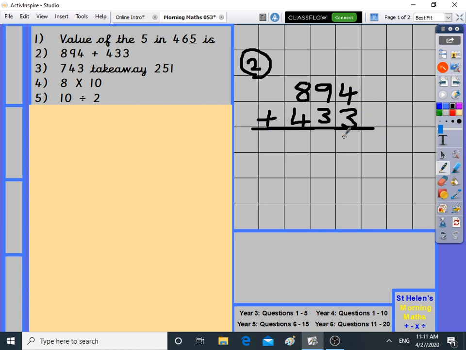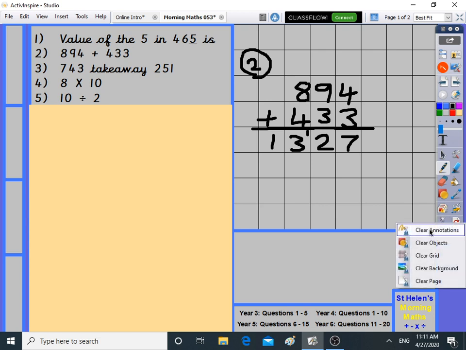4 plus 3 is 7. 9 plus 3 makes 12. 2 carry the 1, make sure it says 12. 8 plus 4 is 12, plus a little 1 is 13. The big answer, 1,327. Plus makes things bigger. Let's move on to question 3.